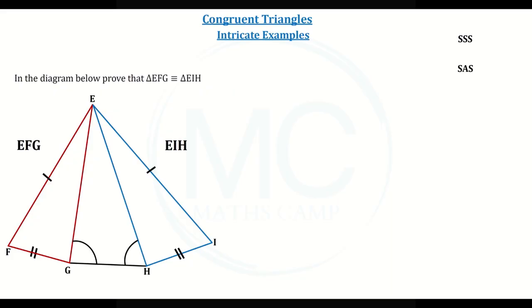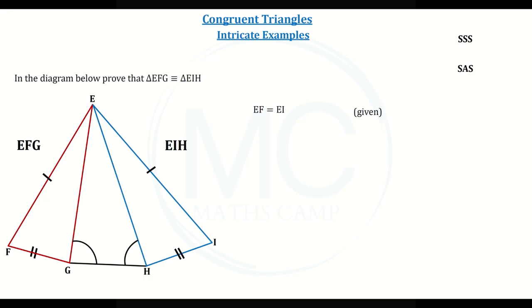In the diagram, we can see that EF is the same length as EI. E and F are the first 2 letters in triangle EFG. E and I are the first 2 letters in triangle EIH. So these are corresponding sides. So we can make the statement that side EF is equal to side EI. We know that this is true because this information has been given to us in the diagram.